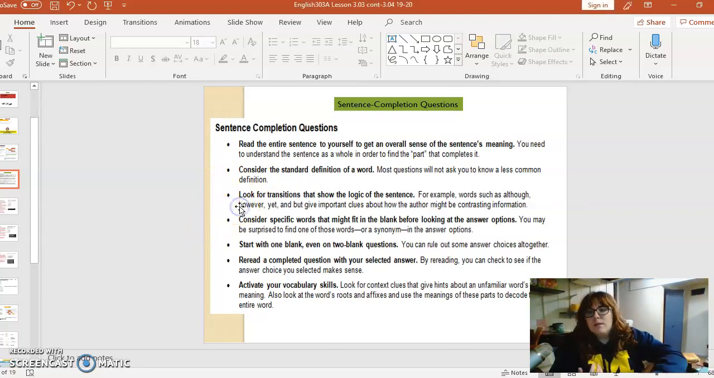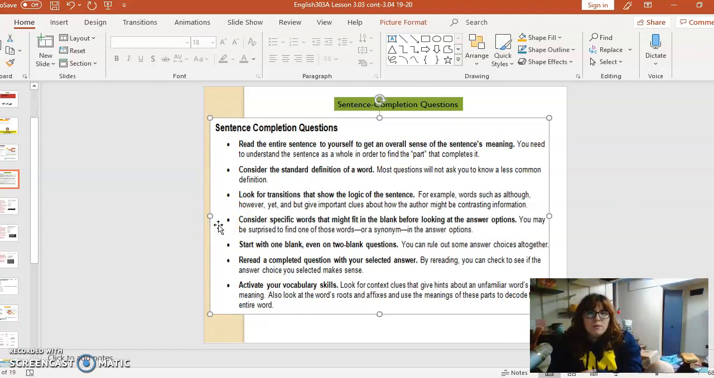And then look for transition words. So if it says like however, yet, although, anything like that, it's telling you that there might be contrasting information. So, it might be starting off positive, like he was a great author. However, and then you're going to know you're looking for something that's not so great to fill in.